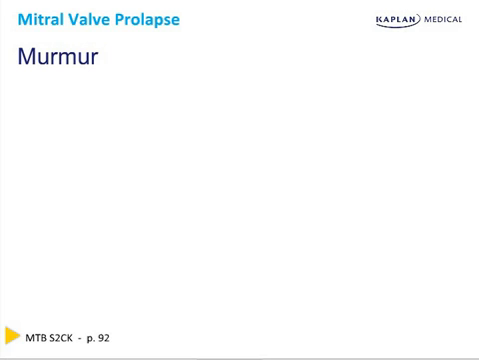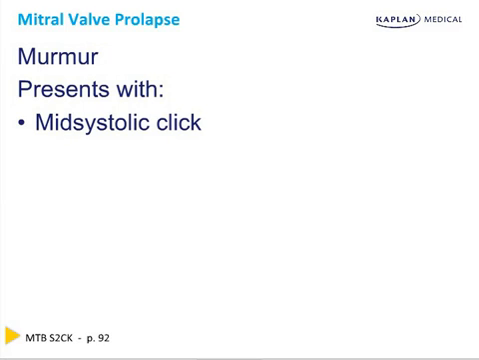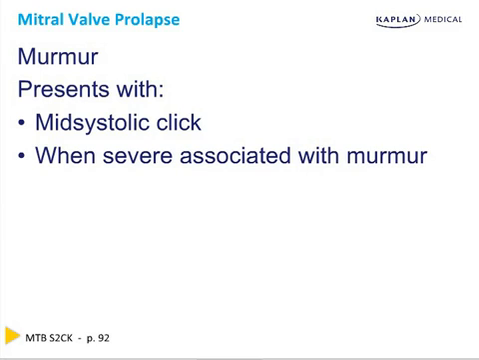Now, what's unique about the murmur of mitral valve prolapse? Well, there's a couple things. One, a mid-systolic click is quite unique, and that mid-systolic click is followed by a murmur, click-murmur syndrome. And the murmur is the murmur of mitral regurgitation. Now, let's get to the unique features.